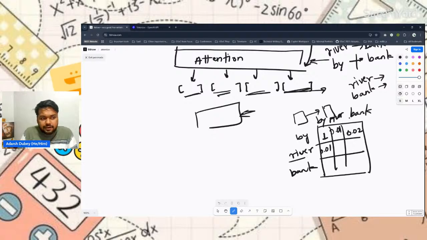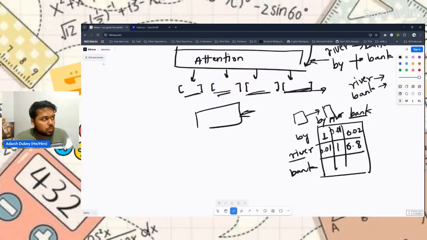Now does river attend bank? Yes, it does attend bank, because river bank means something special. So I can say 0.8. It has a high attention. And using this attention value, we basically infuse the embedding of river into the embedding of bank. As simple as that.